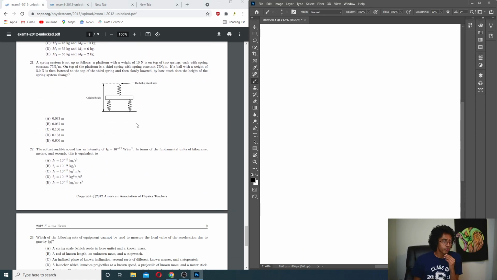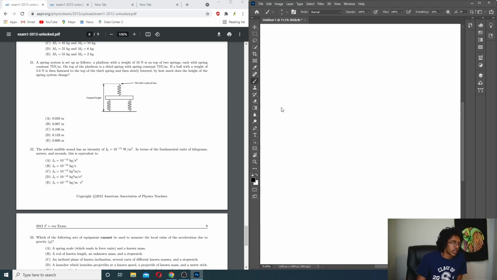Number 21. A spring system is set up as follows. A platform with weight 10 newtons is on top of two springs, each with spring constant 75 newtons per meter. On the top of the platform is another one. There's a ball with weight of 5 newtons fastened to the top of the third spring and then slowly lowered. How much does the height of it change?